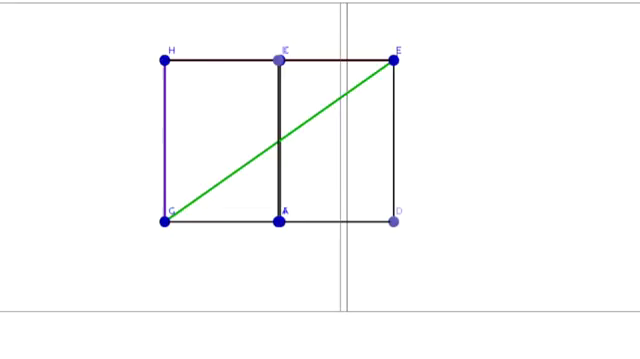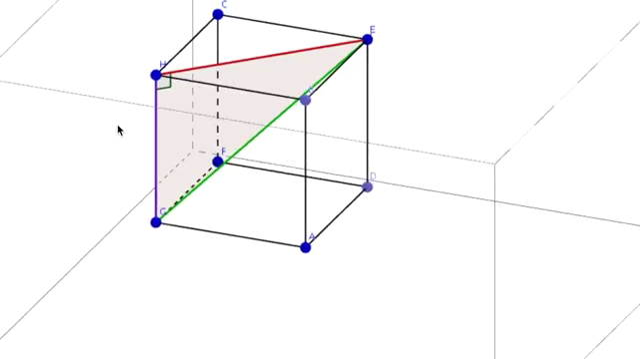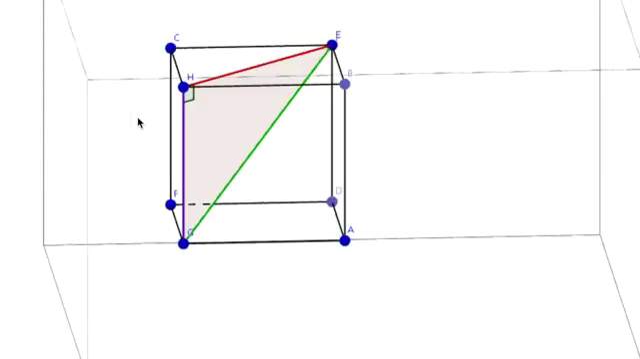So GeoGebra can actually measure angles, and there you go. There's that 90-degree angle in there. So we've got a right triangle. So we should be able to find this angle here pretty easily using what we know from right triangles. And I can even do some cool stuff here. I can shade it so you can really see that nice triangle we're looking for.